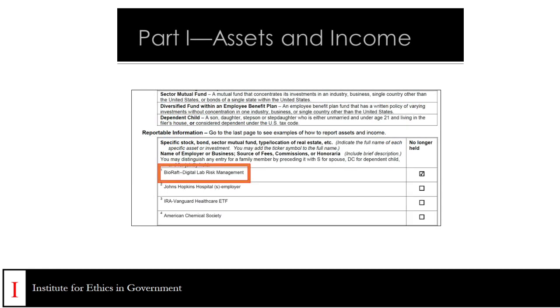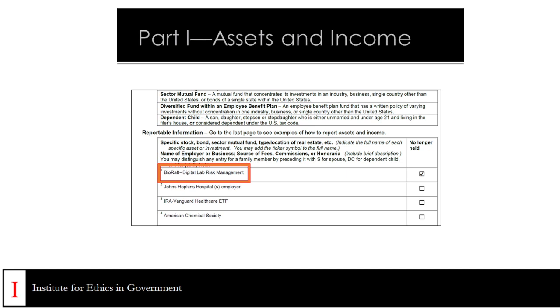So now we're going to jump into the report. We're going to actually look at what our filer has disclosed. And in part 1 for assets and income, what we're expecting to see are outside earned income, both for the employee and for the spouse. So we're looking for sources of outside earned income.